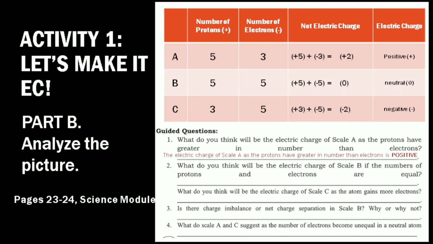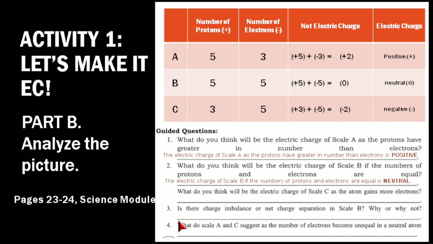Number 2, what do you think will be the electric charge of scale B if the numbers of protons and electrons are equal? The answer is already there in the table. Okay, write your answer in your notebook. Okay, so what is your answer? Okay, so the answer is the electric charge of scale B if the numbers of protons and electrons are equal is neutral. Okay? If your answer is neutral, then you are correct.